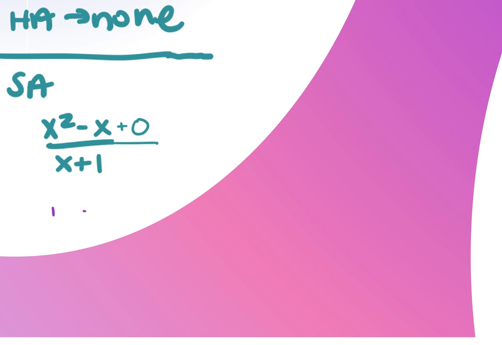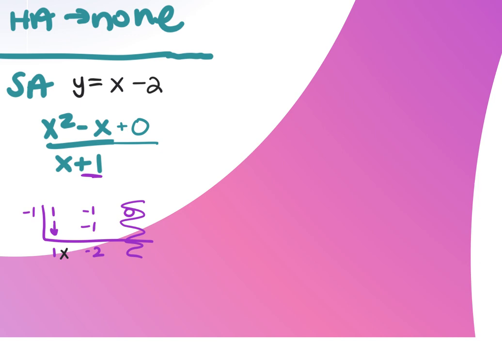So it would be 1, -1, 0. Draw your box and put the opposite of what follows x on the outside, so -1. Bring down the 1, multiply it by the -1, put it in the next column and add it. And then I completely disregard the remainder, so you don't even need to do the next step. Just remember that the -2 stays without the x, but the 1 gets the x. And then it is y equals what you get, x minus 2.